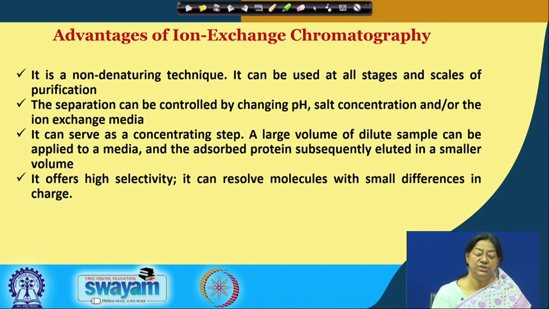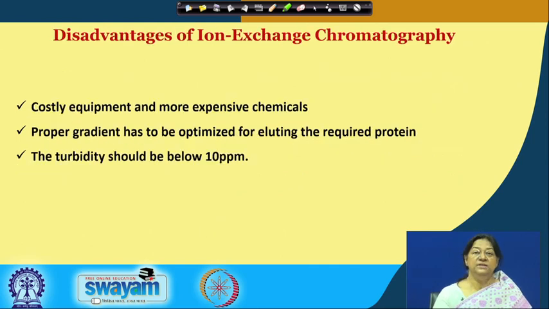The advantages of using ion exchange chromatography is it is a non-denaturing technique, and it can be used at different stages of protein purification. The separation can be controlled by changing the pH, the salt concentration, and or the ion exchange media, and it can serve even as a concentrating step, and it is very selective in its way of separation, which makes it a very convenient method for use. However, the disadvantage is the use of specific columns that are quite costly, and the proper gradient that has to be maintained for proper elution of the protein that is required.